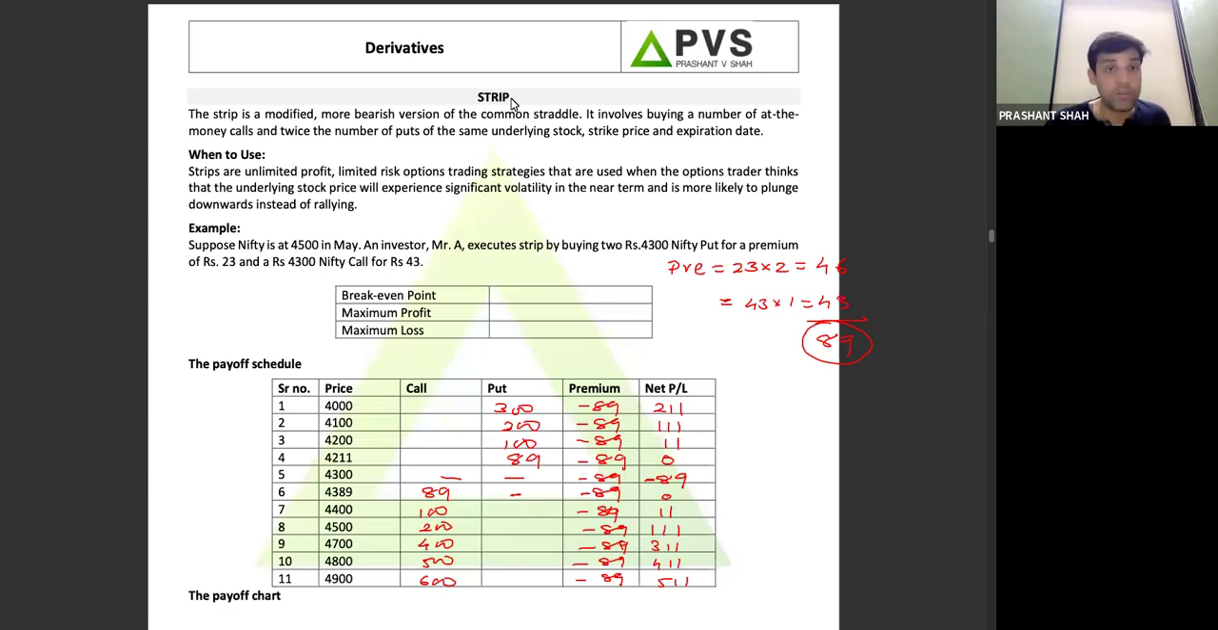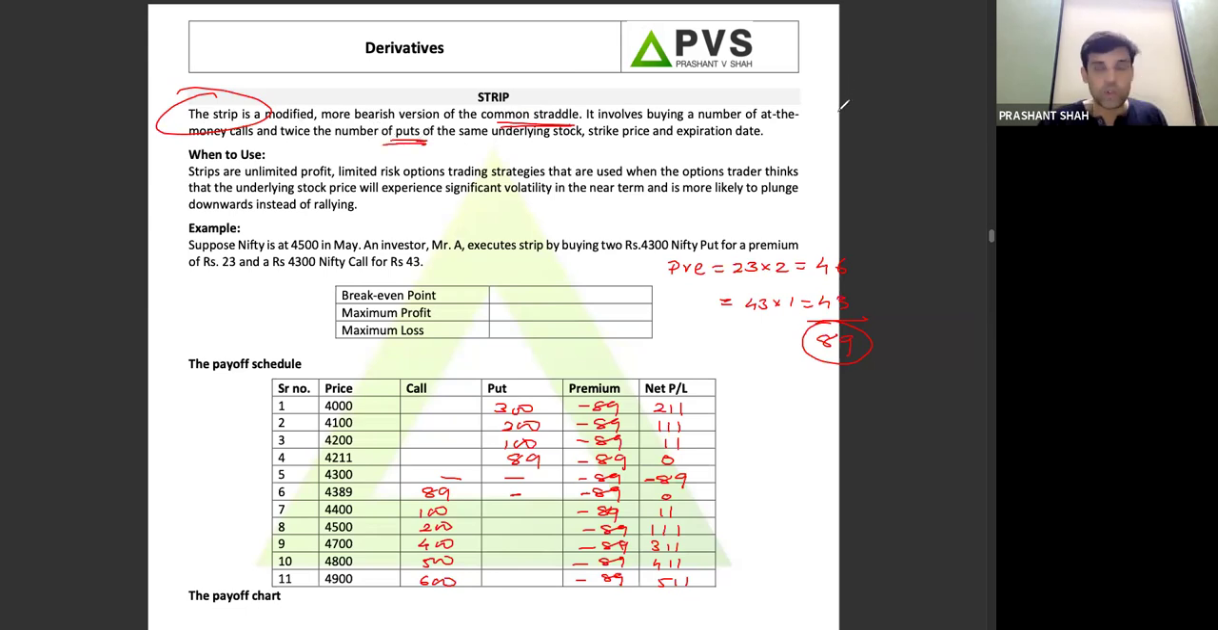How is it modified and what do we do here? Let's understand. Strip is a modified strategy. The strategy that we are going to study, strip, is a more bearish version of the common straddle. It involves buying a number of at the money calls and twice the number of puts.